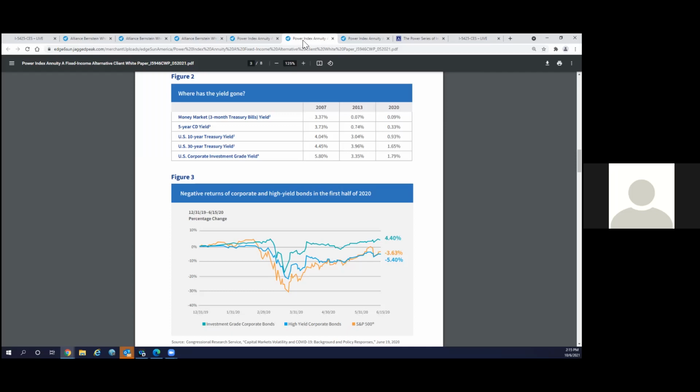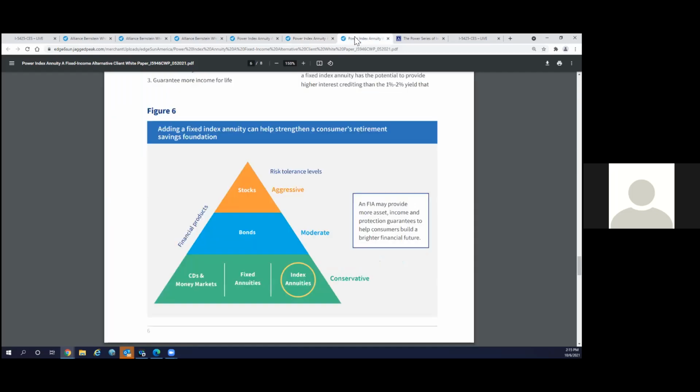Last but not least, I'd like to point out here on page 6 of the client white paper, reasons to consider an FIA. An FIA may provide more asset income and protection guarantees. And that's really the bottom line: how they can provide more growth with protection of assets and their growth.